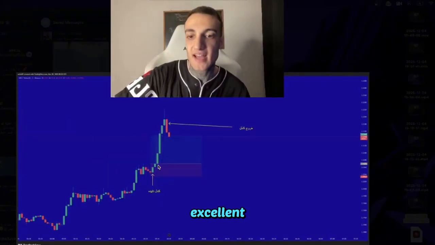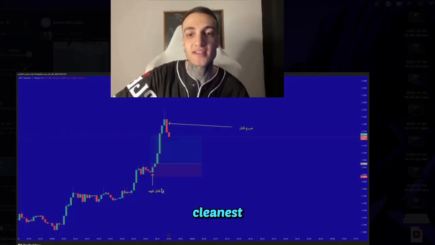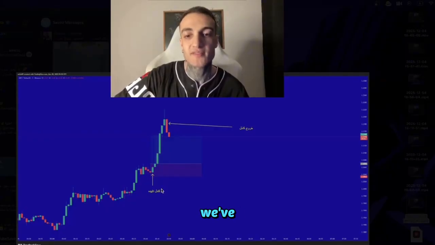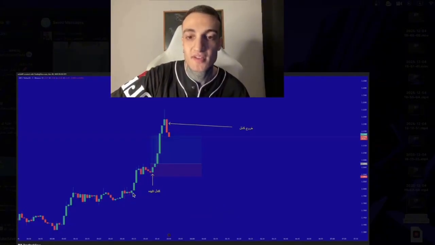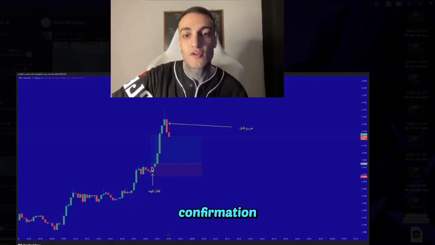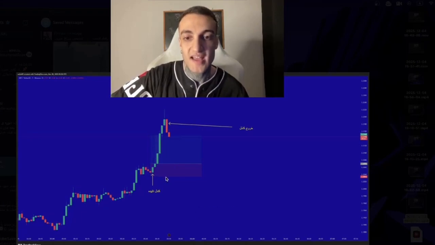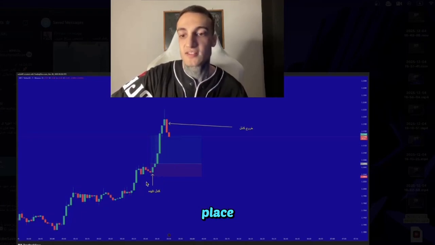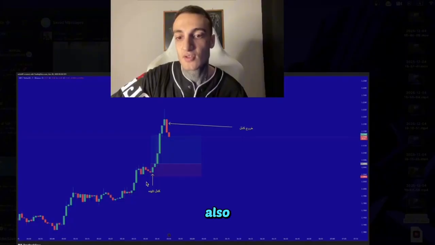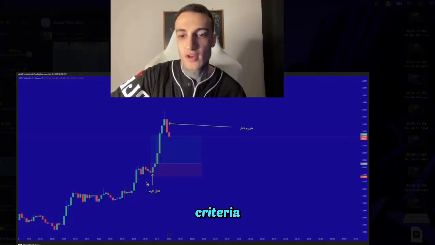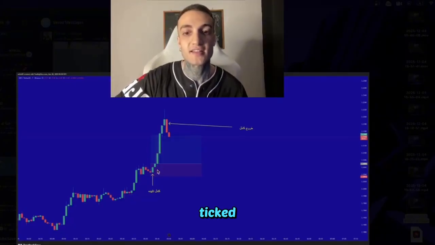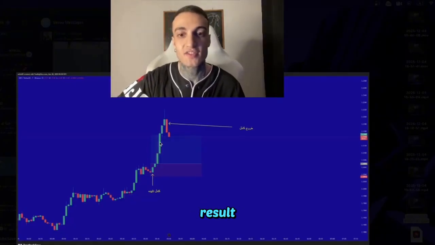The last position is excellent. I can say it's the cleanest setup we've seen together in this journal. A clean extension, a sufficient and mature correction, a proper confirmation candle, an entry trigger, and the stop loss is in the right place. The Z has also been reduced. The thrust was also excellent. We had an increase. All the criteria are met. All the boxes are ticked. The cleanest entry and the cleanest result that could be achieved.